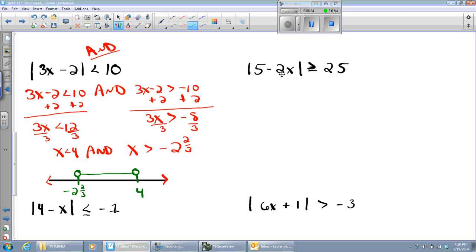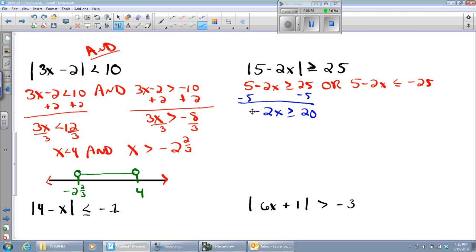Okay, now when I go to do the next one, it's an or, isn't it? So I'm going to do 5 minus 2x is greater than or equal to 25, or 5 minus 2x is less than or equal to negative 25. Going to subtract 5. I'll get negative 2x is greater than or equal to 20. Don't lose that negative right there. Divide by negative 2. Whoop, whoop, whoop, whoop. There should be some warning signs going on. When I multiply or divide by a negative in an inequality, my inequality changes direction. So I'm going to get x is less than or equal to negative 10.